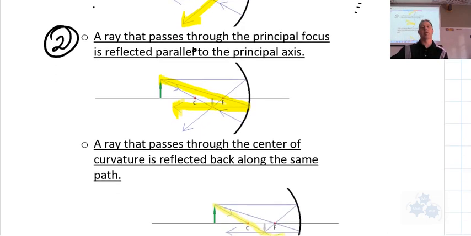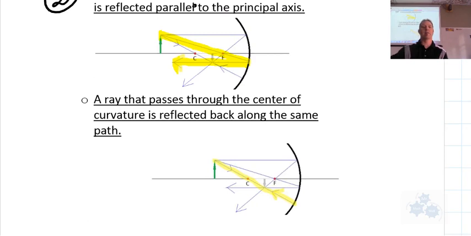The third rule is the only one that's slightly different, but still pretty easy. Actually, maybe the easiest one. Any light ray that travels through the center of curvature and hits the mirror will travel exactly back on the original path that it came from. So there's just basically one solid line from any part of your object, let's say the tip of the object, through the center of curvature.